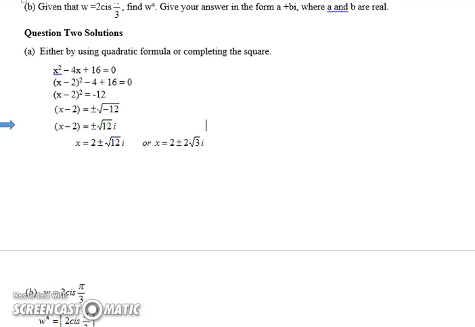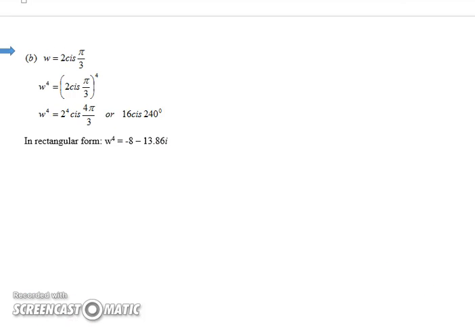Or an equivalent, we could simplify that. 12 is 4 times 3, so it becomes 2 square root 3. And question B is another example of De Moivre's theorem. Once again, it's w to the 4, so it becomes 2 to the power of 4, and pi over 3 times 4. This time we have to go back to rectangular form, so using our calculator, polar to rectangular.